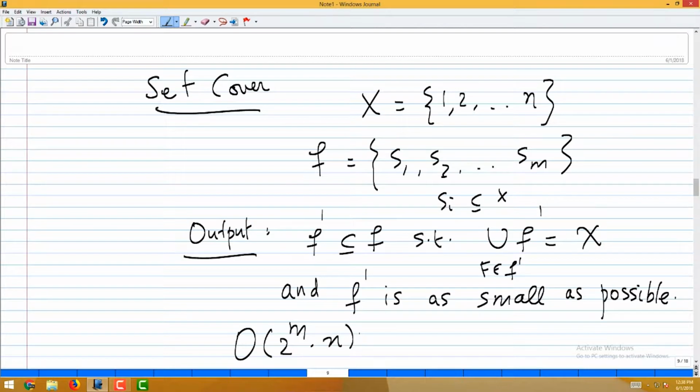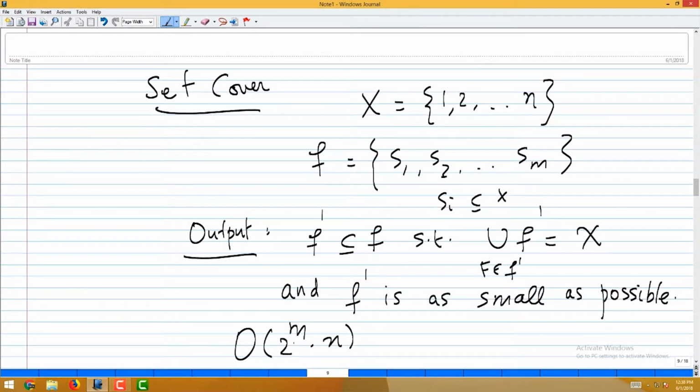But m could be very, very large, right. The sets are subsets of the universe, so m could be as bad as 2 power n. I might have all possible subsets here. So, I do not want my algorithm's running time to depend on m, I would rather have it depend on n. Okay. So, we will design such an algorithm using dynamic programming.